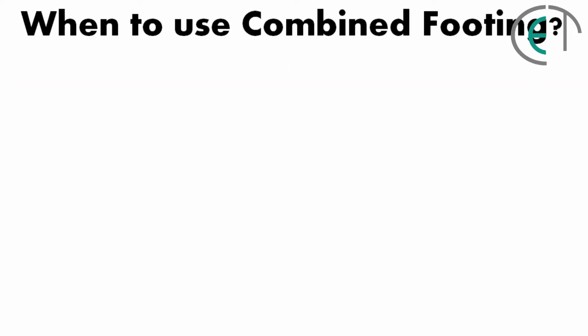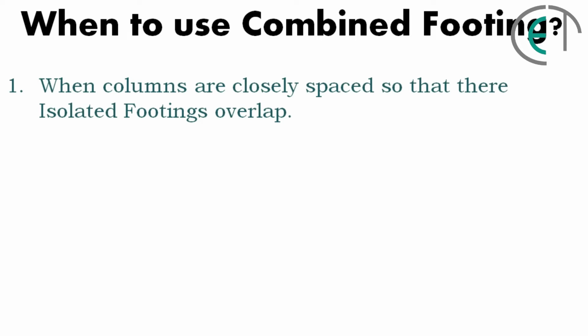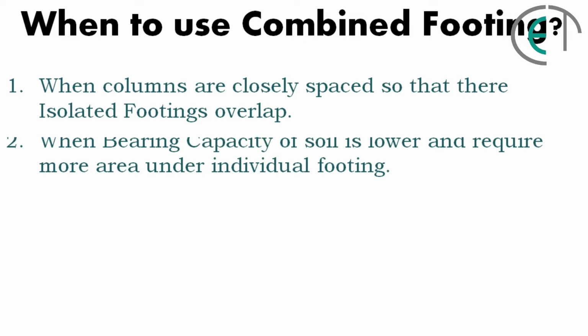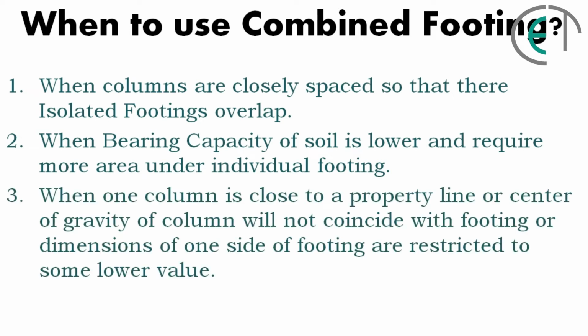Now let's talk about when to use combined footing. When columns are closely spaced so that their isolated footings overlap. When the bearing capacity of soil is lower and requires more area under an individual footing. When one column is close to a property line or the center of gravity of the column will not coincide with the footing, or the dimensions of one side of the footing are restricted to some lower value.